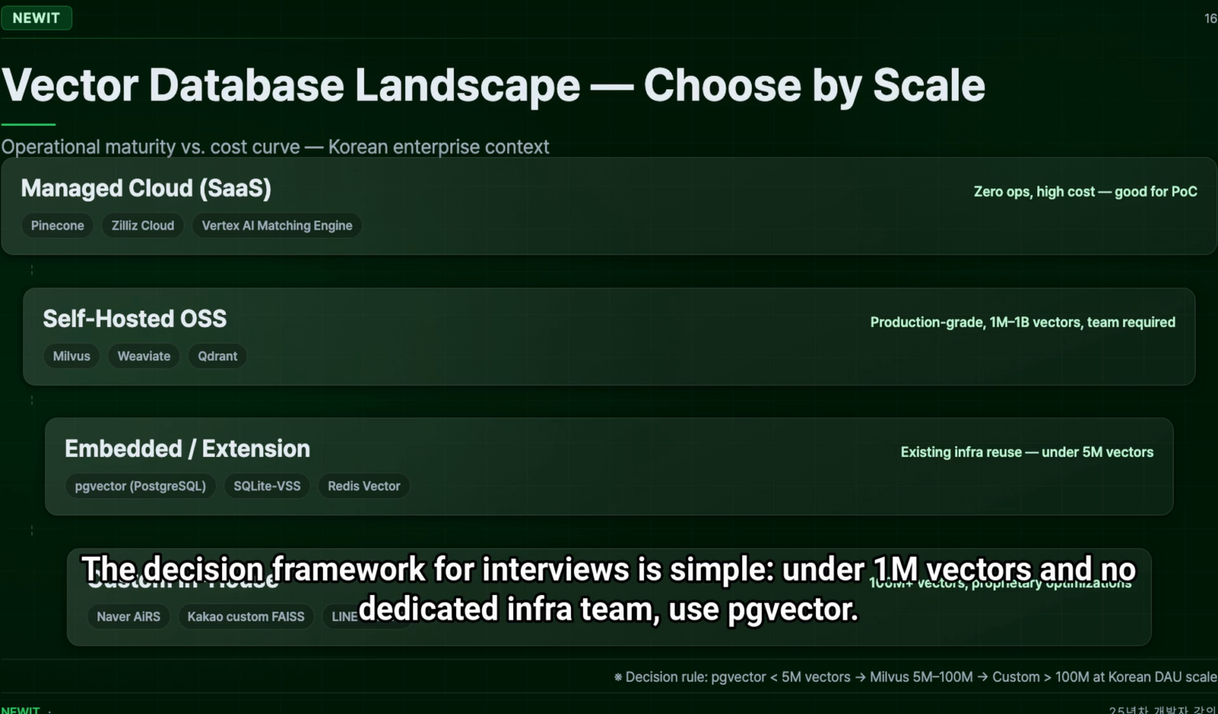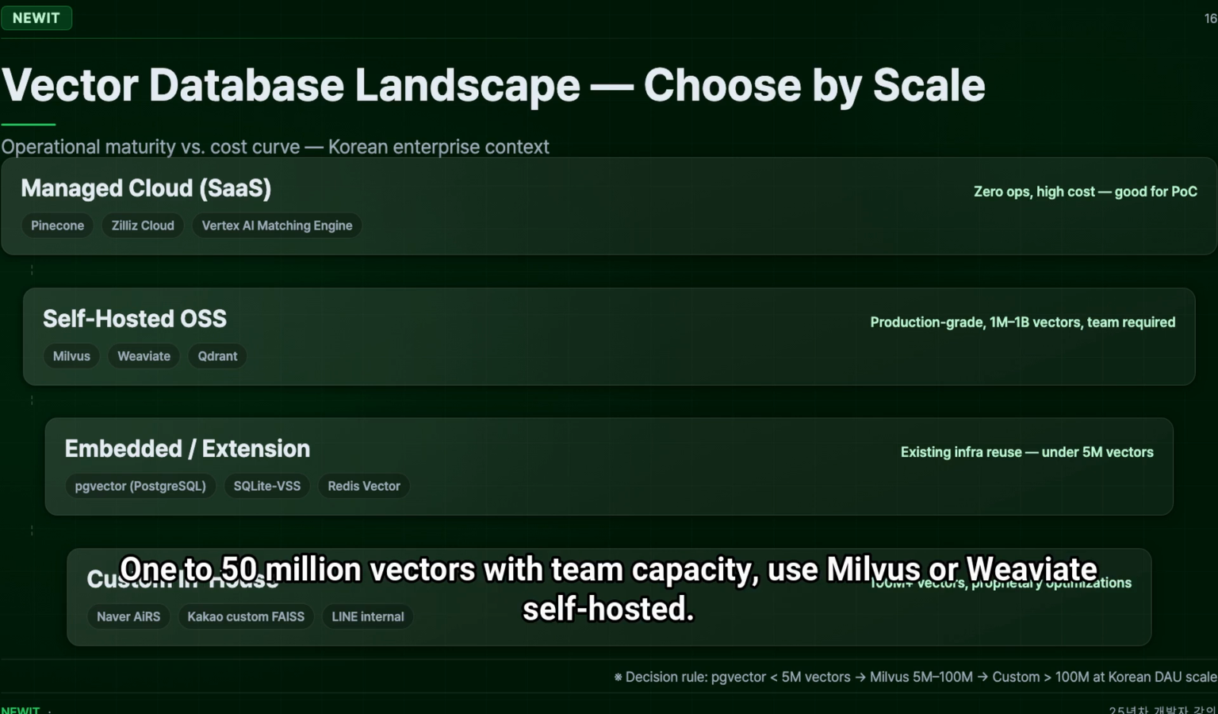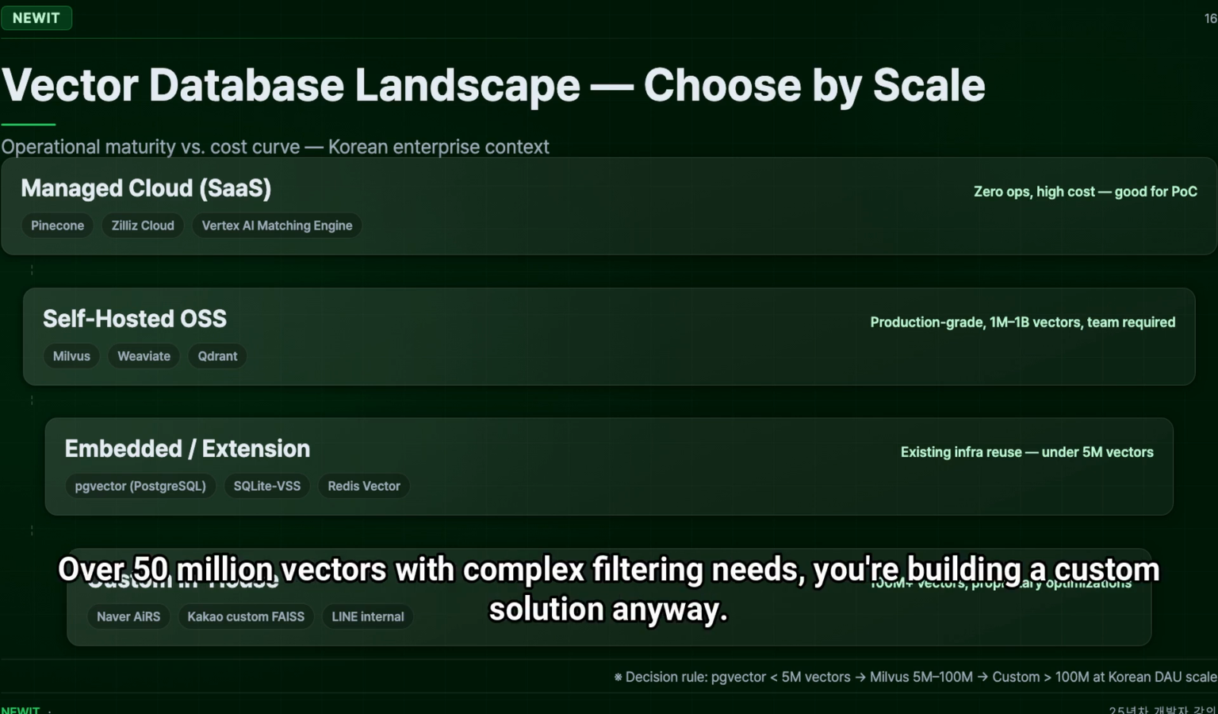The decision framework for interviews is simple. Under 1 million vectors and no dedicated infra team, use pgvector. Up to 50 million vectors with team capacity, use Milvus or Weaviate self-hosted. Over 50 million vectors with complex filtering needs, you're building a custom solution anyway.